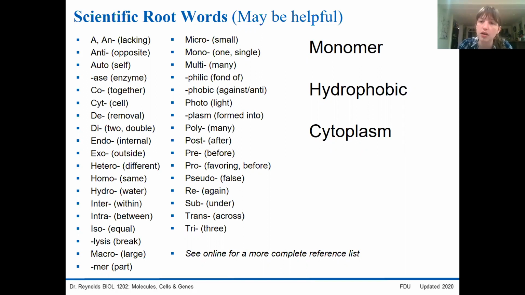Monomer. Well, mono means one or single, and mer means part. So a monomer is one part. And if we were to take a monomer and put two monomers together, you get a dimer. Or if you put many together, you'd get a polymer, because poly means many. Hydrophobic. Hydro meaning water, phobic meaning against or anti. This is a molecule that does not interact with water. And cytoplasm, where cyto means cell and plasm means formed into. It's the material that actually forms the shape of the cell.